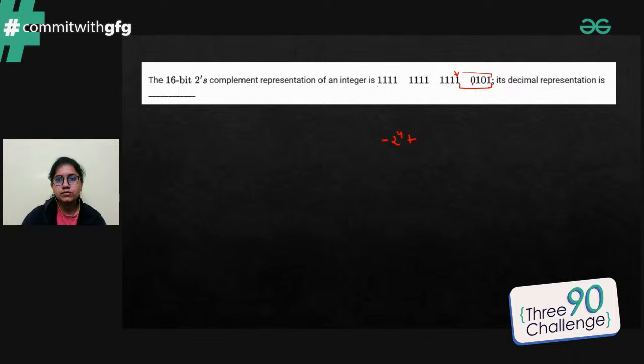Plus this you have to take minus 2 to the power 3. 0 into minus 2 to the power 3 plus this one minus 2 to the power 2 plus 0 into minus 2 to the power 1 plus 1 into minus 2 to the power 0. So what is the answer? Minus 16 plus 4 plus 1. So the answer is minus 11. Got this?